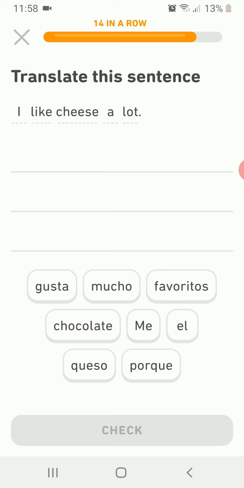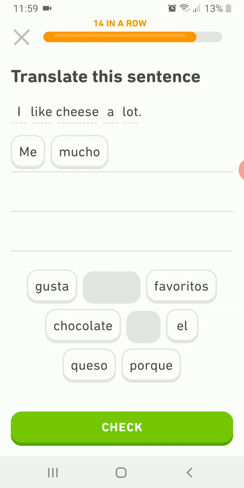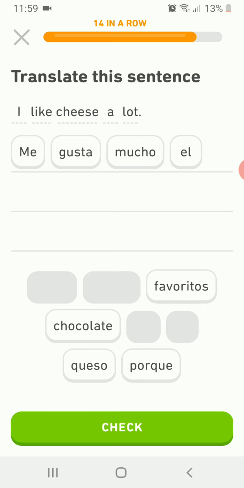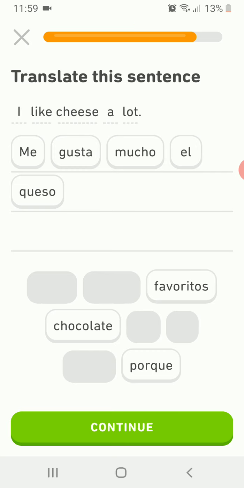And translate this sentence. I like cheese a lot. Me gusta mucho el queso. So here the word order is very important. Me gusta queso mucho, el queso mucho. It could be good, but because there is this definite article, you have to be careful where you put this. Okay.